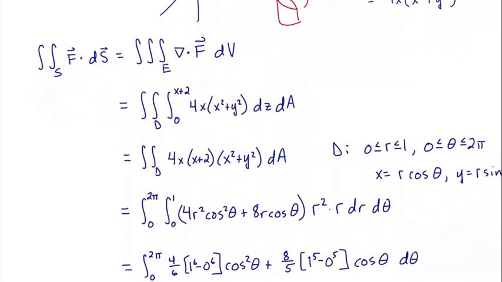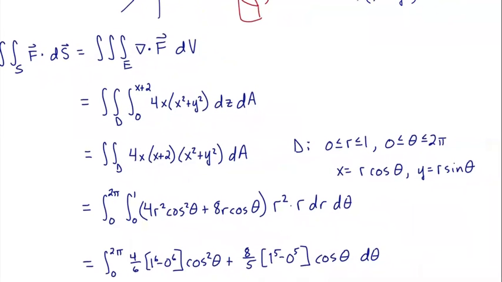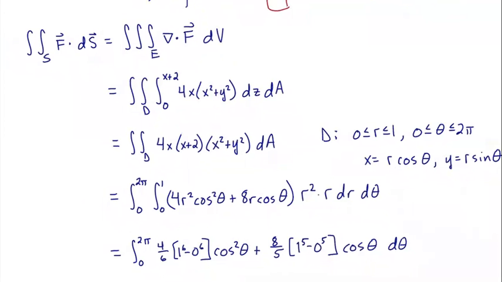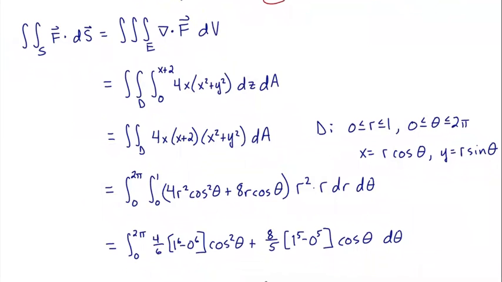Given that this part here is actually going to be r squared, things will simplify nicely. So D is the circular disk from 0 to 1 for r, and theta ranges from 0 to 2 pi. Remember the substitutions: x is r cosine theta, y is r sine theta. And we have mostly x's in this.